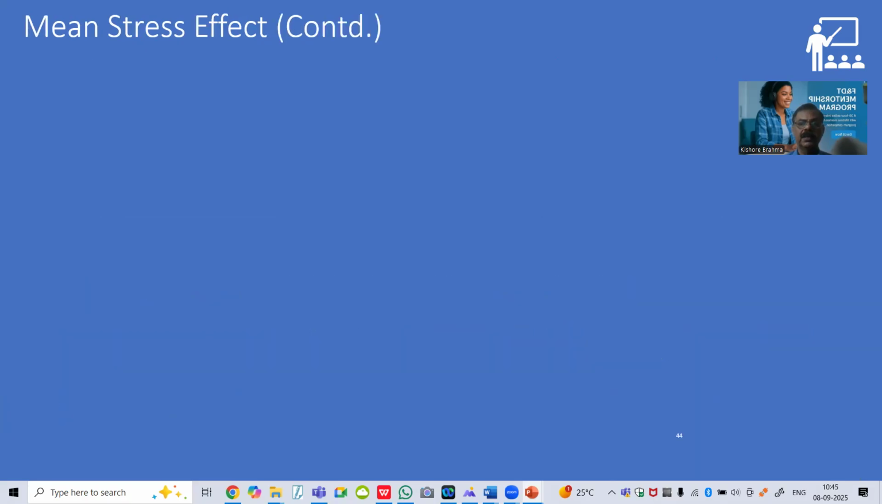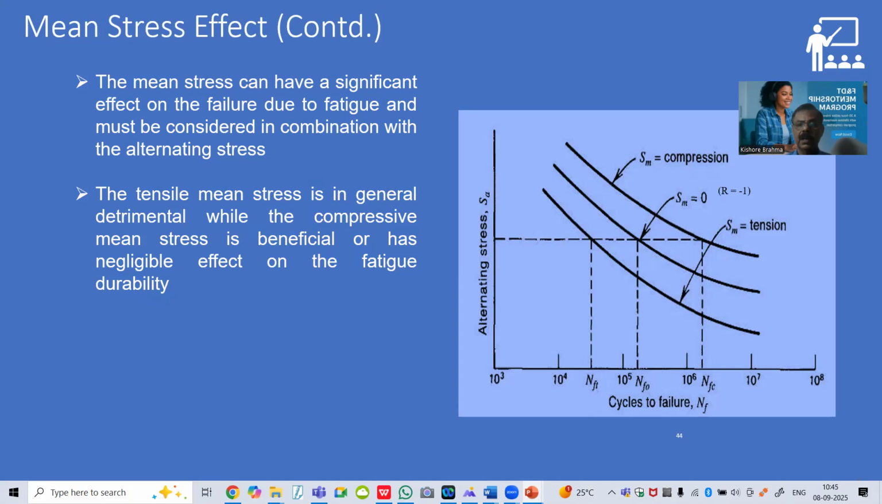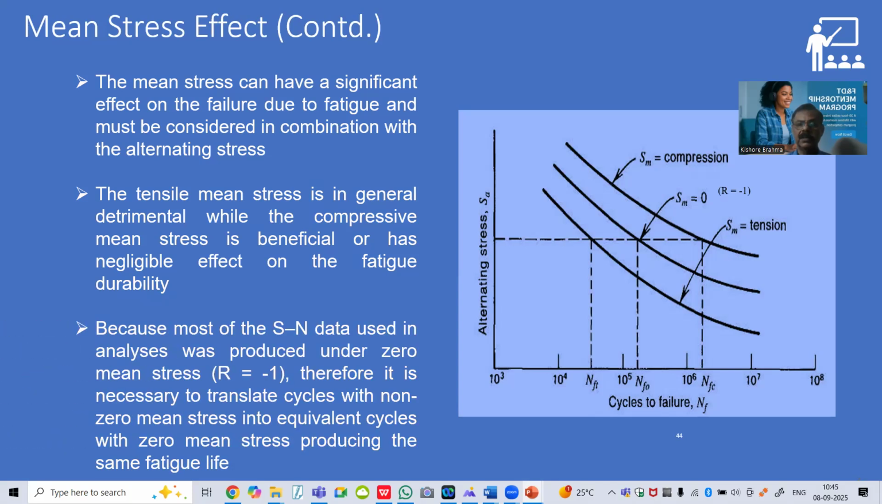Different equations have been proposed based on the effect of mean stress, because if you compare the life at a given mean stress with that generated at R equal to -1, which is the baseline, then in the case of positive mean stress your life will decrease. For negative mean stress, you'll have an increase in life.